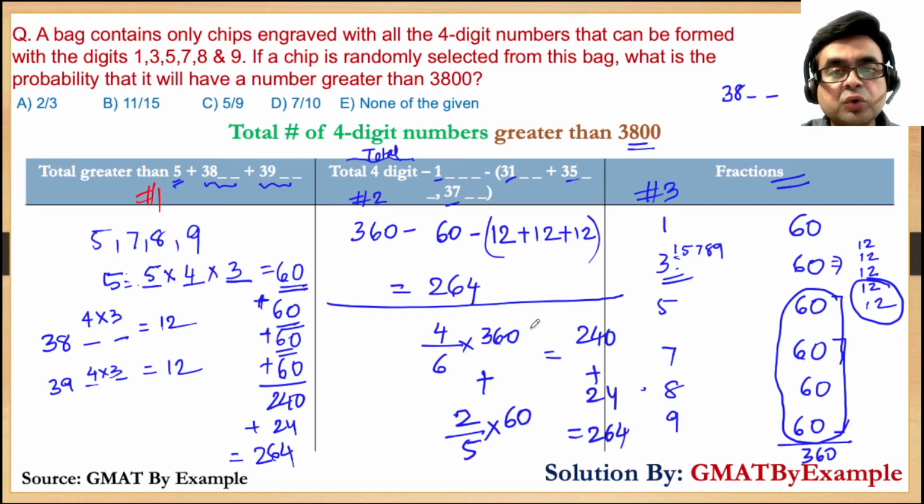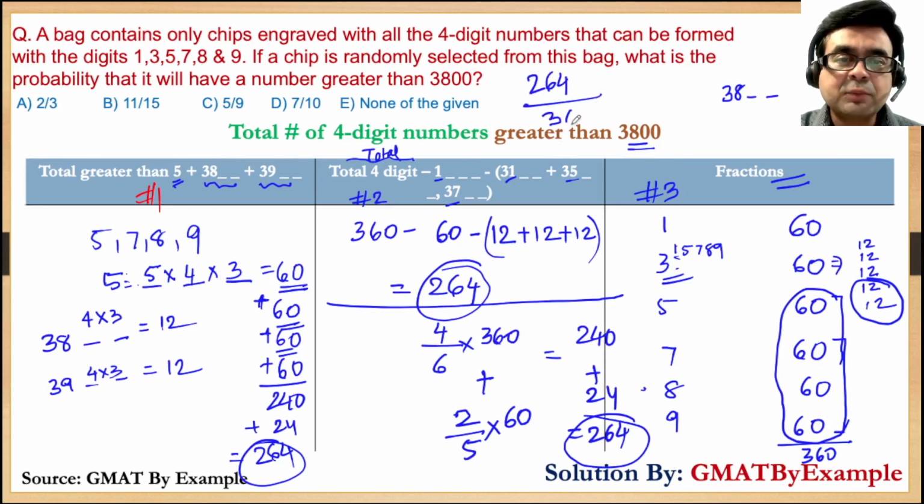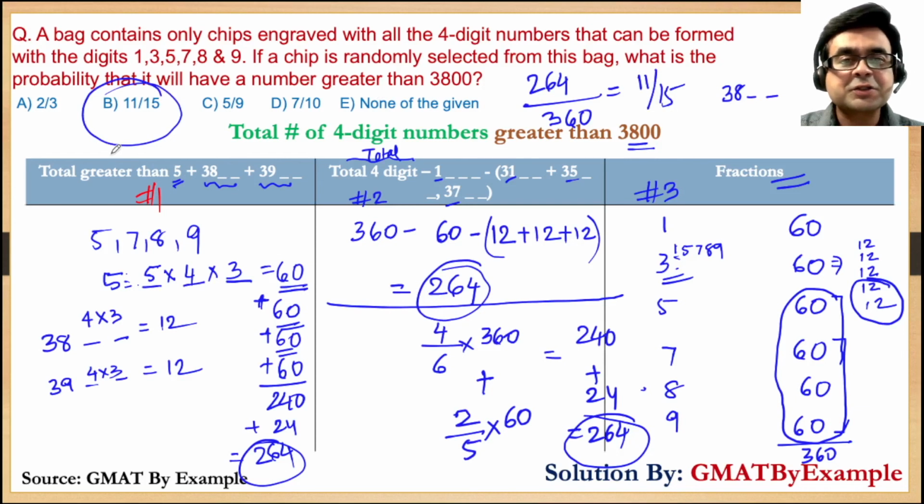So I did not have to do all of this calculation. If I had understood how the number of ways are actually divided, I could have just calculated with the help of fractions, is what I'm trying to say here. So each of these methods gives you 264, and finally we need to solve this question. Probability would be 264 ways of finding numbers that are greater than 3800 divided by total possible numbers, and that would result in 11 by 15, B as your answer to the question.